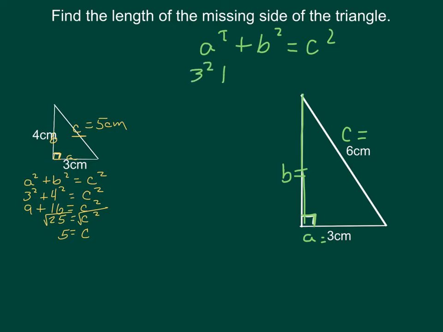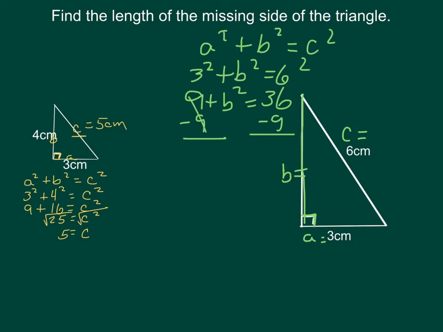3 squared plus whatever we're looking for squared equals 6 squared. So 9 plus B squared equals 36. Subtract 9 on both sides, and you get B squared equals 27. Now you're going to have to take the square root of both sides, so we get the square root of B squared gives us B, and the square root of 27. Well, we know it's going to be a little bit more than 5. You'll probably have to use a calculator, and you'll say B is about 5.2.